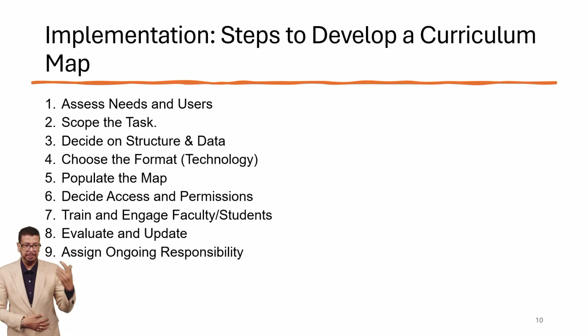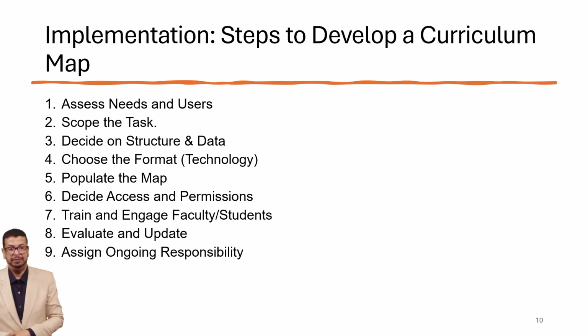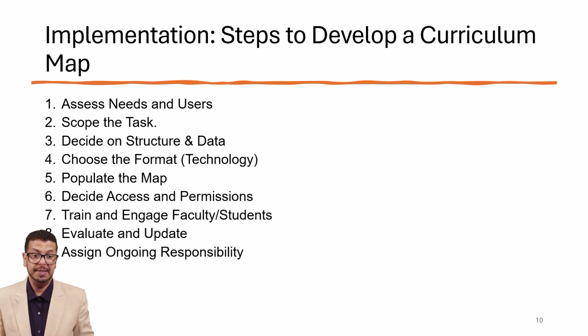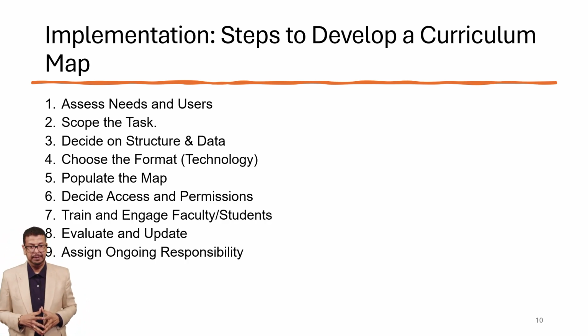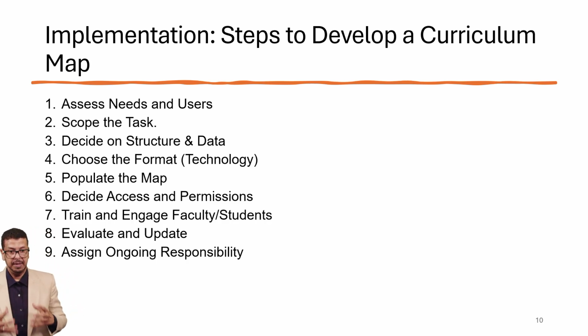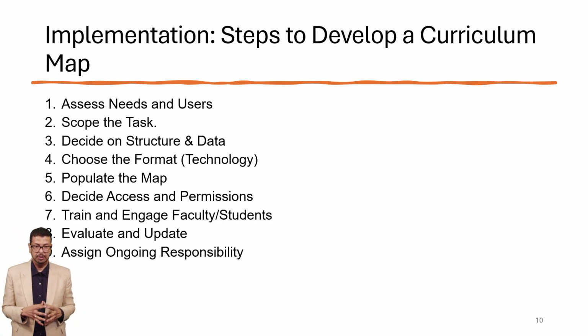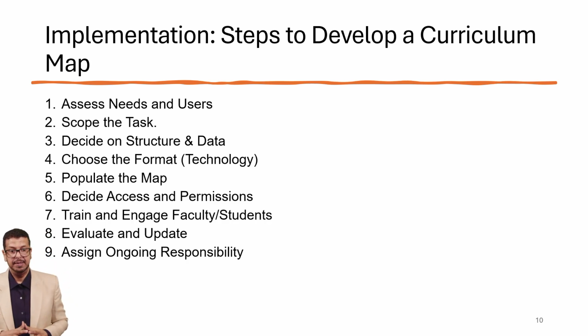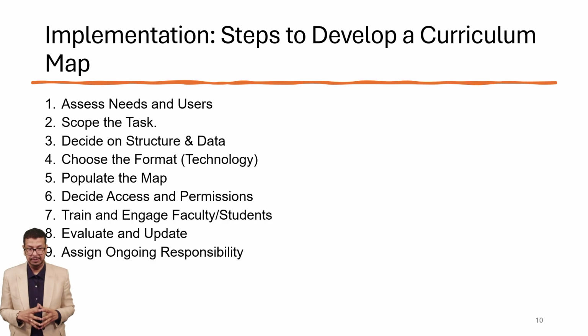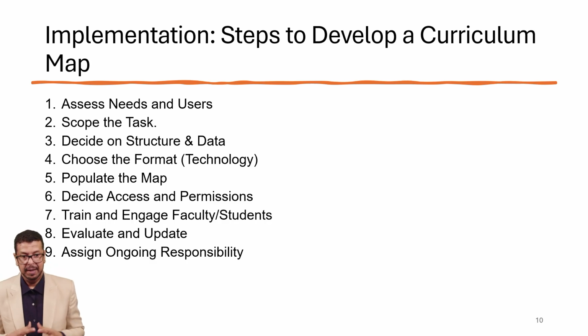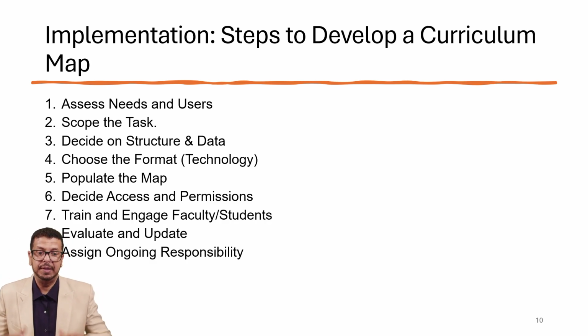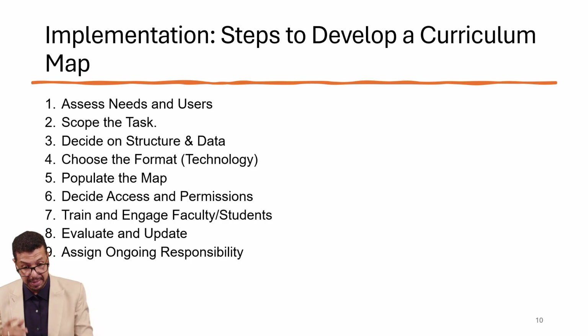Now we will move to the practical steps. First step, you have to assess the needs and users, scope of task, decide on structure and data, choose the format and technology, populate the map, decide access and permissions, train and engage faculty and students, evaluate and update, and assign ongoing responsibility. We'll go through these steps one by one through the subsequent slides.